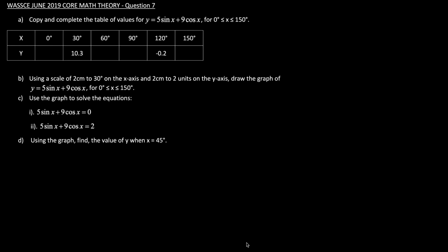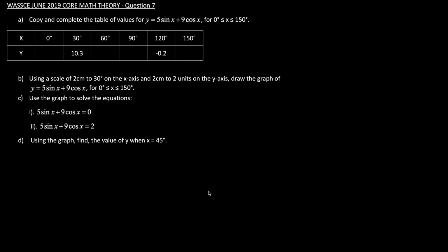So in today's video, we'll be solving question 7 of the 2019 WASSCE Core Maths Theory questions. So let's take question 7a. Copy and complete the table of values for y = 5 sin x + 9 cos x for x between 0 and 150.